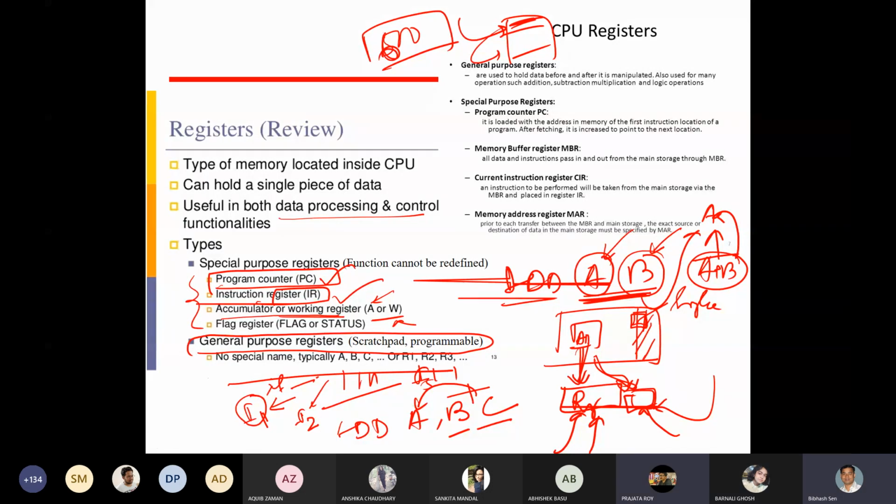Yes, sir. Okay. So the slide is visible. I can go on to this point.